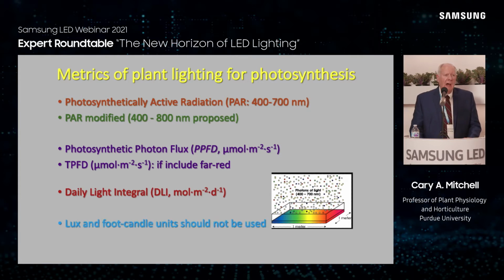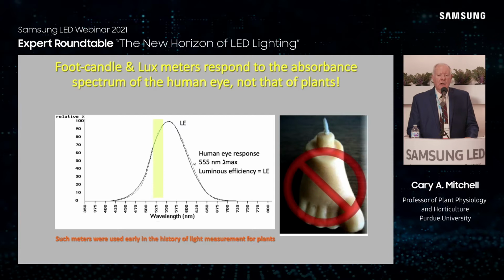One thing you should not use are the photometric units of lux and foot candles. These are luminous efficacy. I see that my graph got shifted. That yellow bar should be in the middle with the 555 nanometer max. And this is really the maximum absorbance of the human eye. So don't use foot candle meters to measure light intensity for plants.